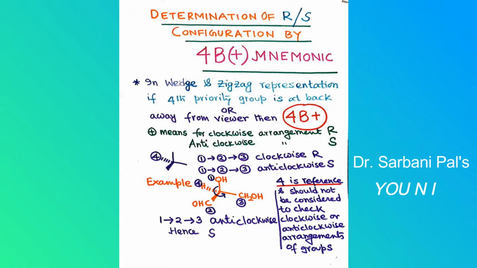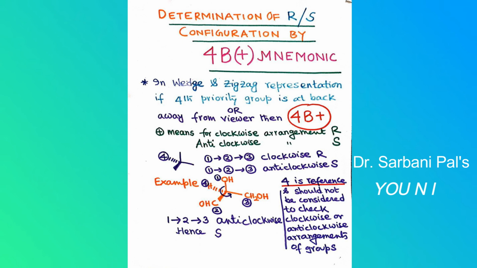And the plus means if 1, 2, 3 are arranged clockwise, when the fourth priority group is at the back, in that case it will be considered as R. And 1, 2, 3, if these three groups are oriented anti-clockwise, then it will be considered as S, provided the fourth priority group is pointing at the back. Plus means it is just aligned with the CIP nomenclature proposed by Cahn-Ingold-Prelog.